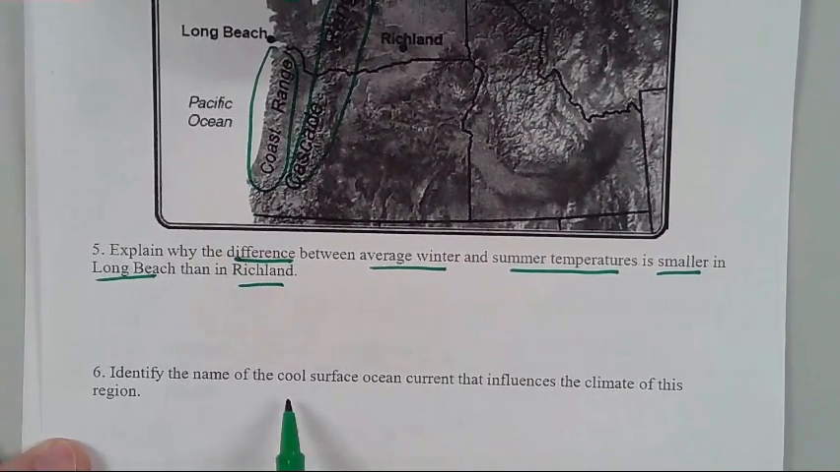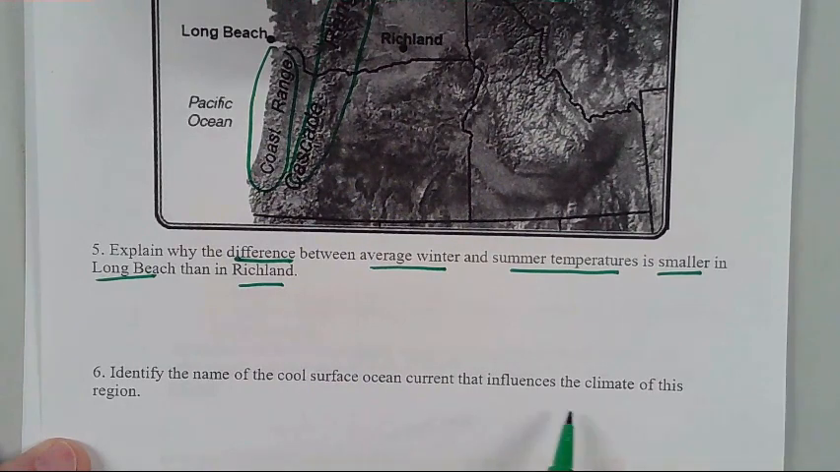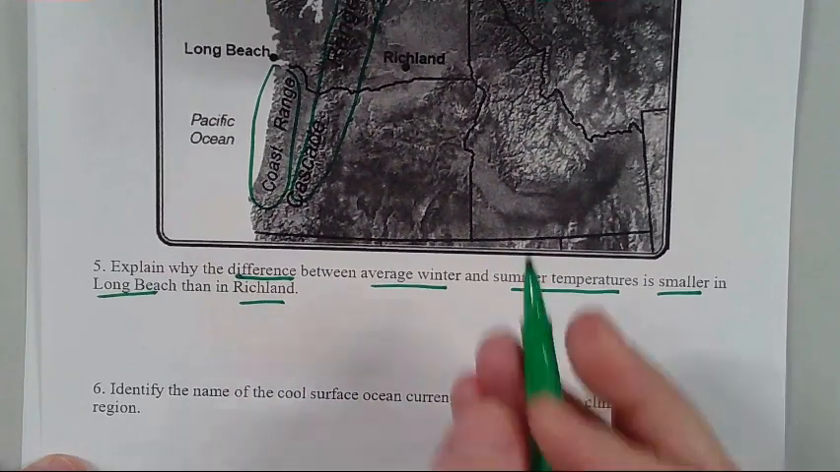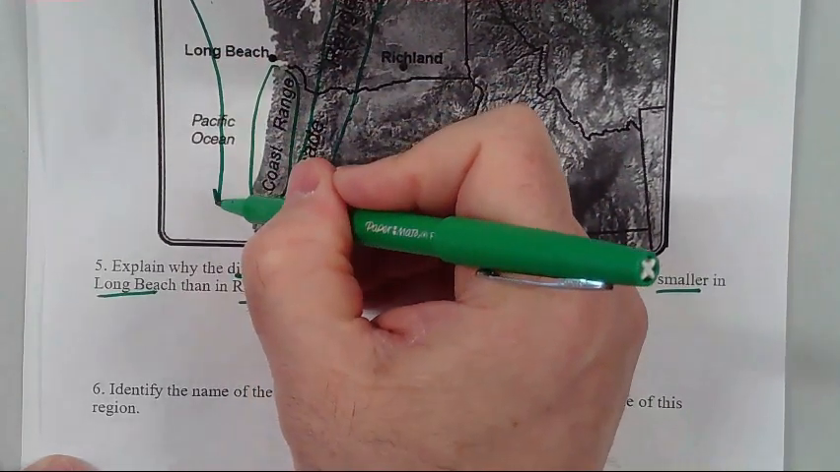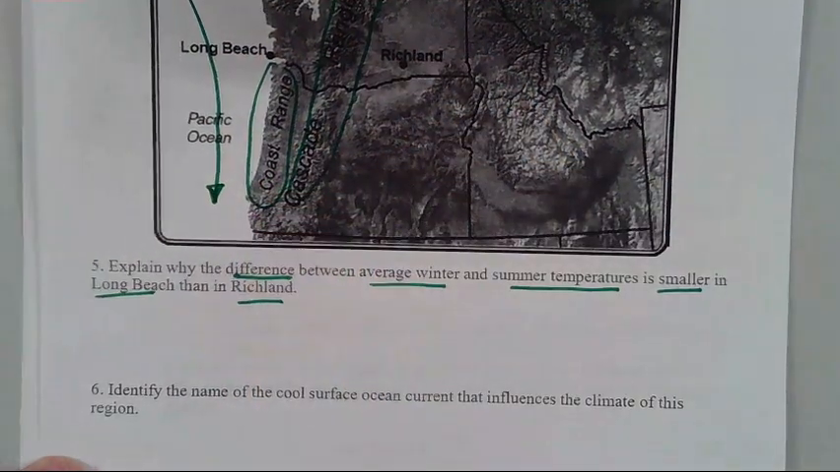And then identify the name of the cool surface ocean current that influences the climate of this region. Okay, you could certainly look that up, but we learned that there's a current right here. And if you know the name of that one, okay. Hopefully that helps you with this packet. I'm going to stop the recording and review this packet and make sure you understand all of the concepts for your assessment on this unit.